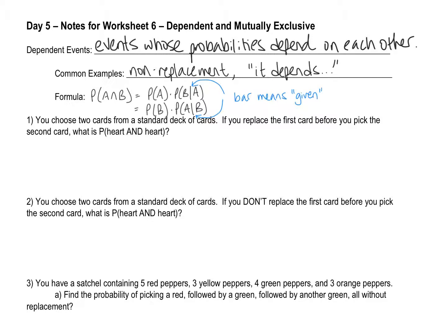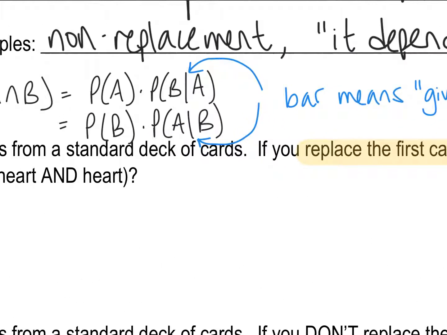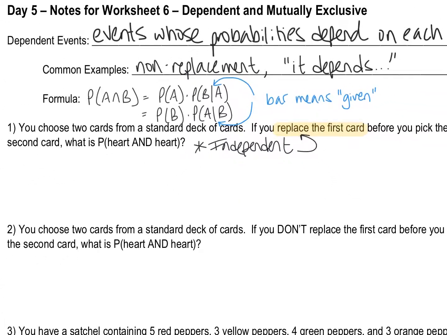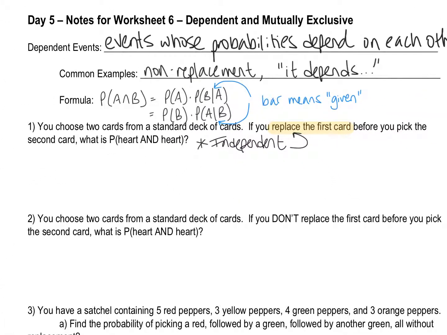You choose two cards from a standard deck of cards. If you replace the first card before you pick the second card, then that means that you have the same exact chance of grabbing a heart the second time than you do the first time. So these are independent events. That is going to be important to note because you're replacing the card. So the probability of grabbing a heart the first time is the exact same as the probability of grabbing a heart the second time because you put the card back in the deck.